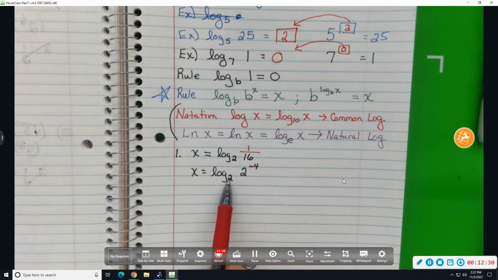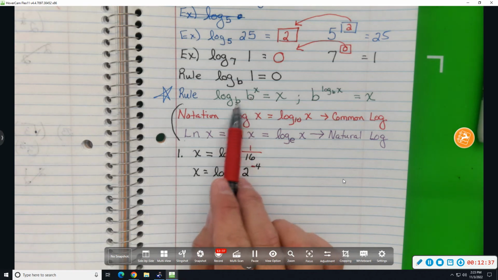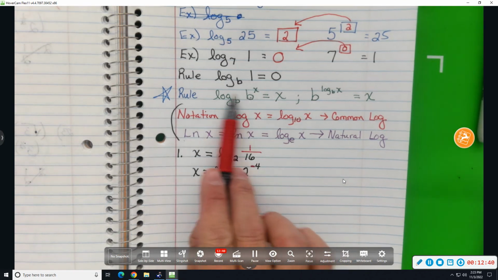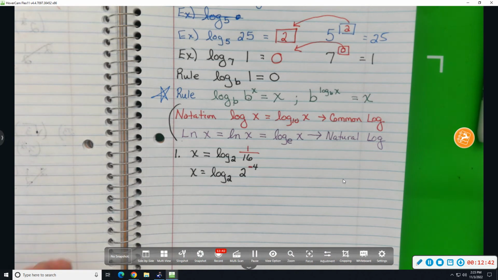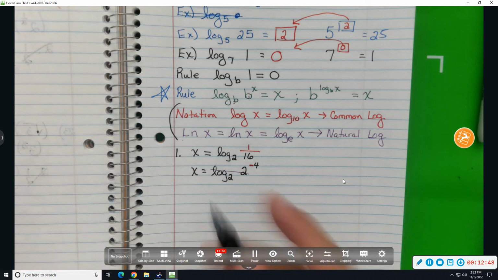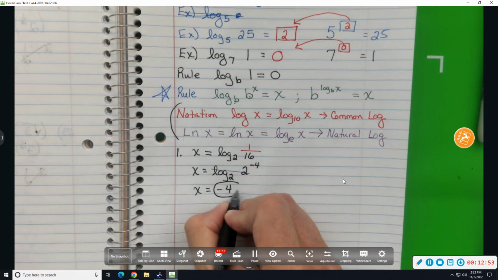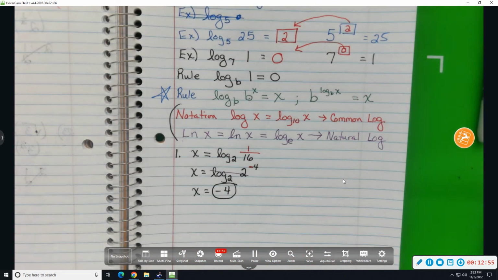Now that we have the same number here and here, I'm using the blue star rule, which says if you have the same bases there, all of that gets canceled out. I'll use it. And we have x equals, what is it? Negative 4. x equals negative 4 is our solution. 2 to the negative 4 power is equal to 1/16, in terms of the definition.